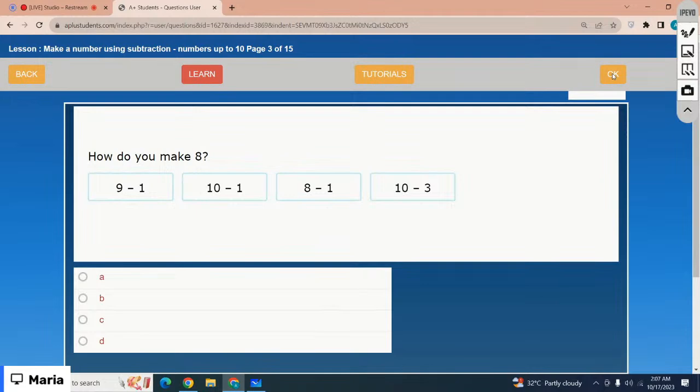Okay, the next one is how do you make 8? So which is the correct option? How do we make 8? You are given 4 options. You need to see the correct option that makes 8. So which is the correct one? Very good. That is option number 1. 9 take away 1 is 8. Option number A is the correct option. Got it?